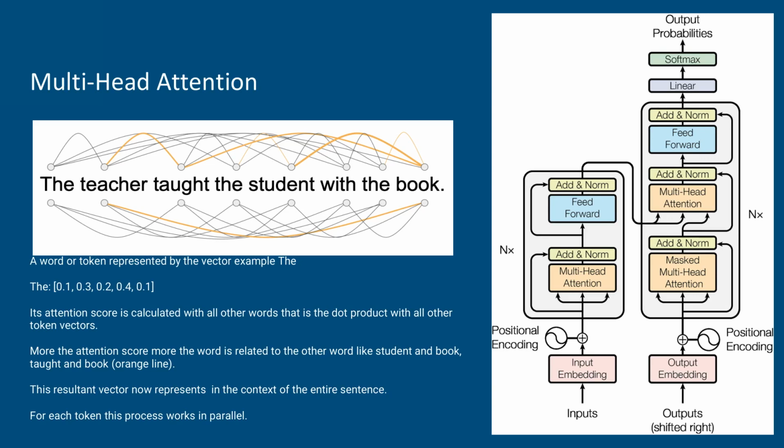The higher the attention score, the more the word is related to the other word, like student and book, taught and book, shown by the orange line in the diagram. This resultant vector now represents the token in the context of the entire sentence. For each token, this process works in parallel.